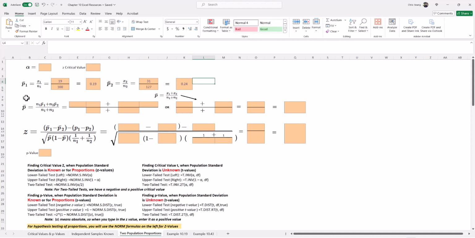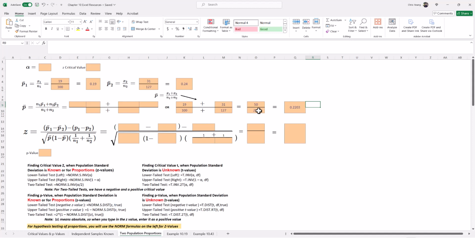Here's our formula for the pooled estimator, but we're going to use the simplified version because in this story we were told the x1 and x2. Let's go ahead and just reference these cells that we just typed in. Now we could just add the numerator as well as the denominator. Finally, we could do the division, 50 divided by 227. That gives us a pooled estimator of 0.2203, which we know is correct.